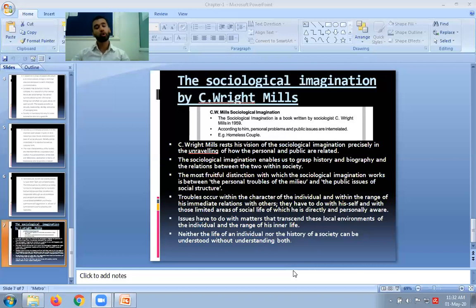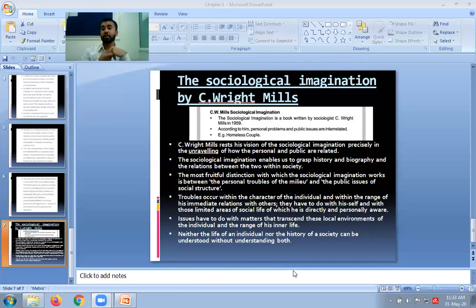So that's the reason I always try to connect the personal problems to the public issues, so that those issues can be addressed and solved. That's the reason sociologists think like that. So it's important for us to grasp the history and the biography of a particular person. Then only we can really understand the reasons or the factors behind a particular situation.